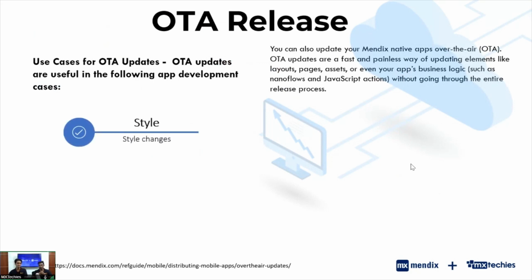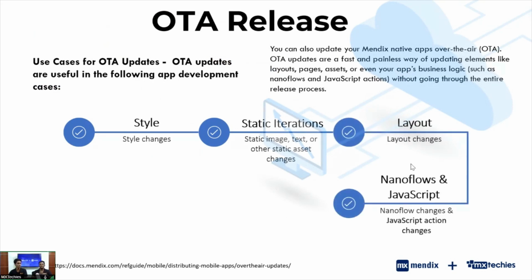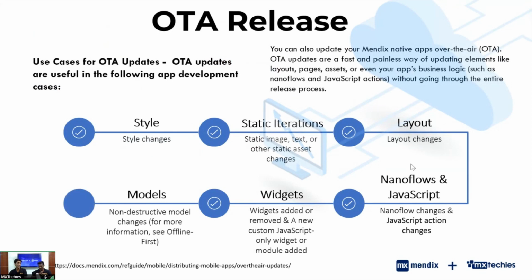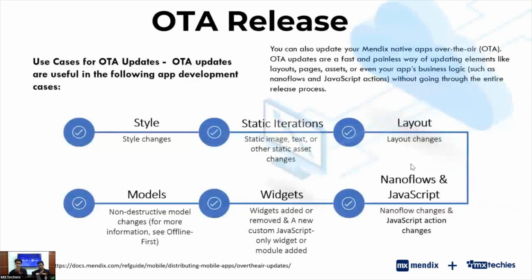If you're changing any styles in the JS folder, you can give an OTA update. And for static iterations, like adding an image inside the application or changing any text in the application. Then layout changes. Using layout changes also, you can give an OTA update. Nanoflow changes and JavaScript actions, widgets added or removed, and models.